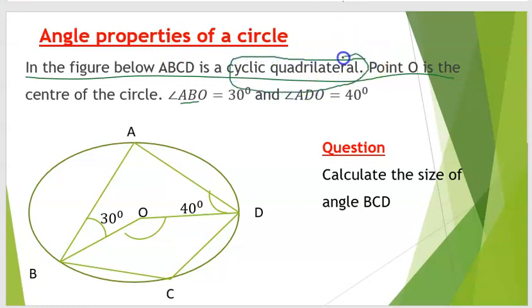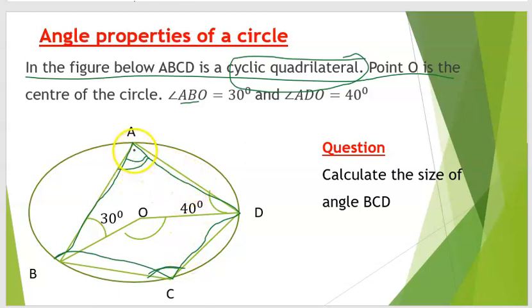A cyclic quadrilateral is a four-sided figure like this one, a four-sided figure inside a circle whose vertices lie on the circumference of the circle. For such angles, we agreed that opposite angles of a cyclic quadrilateral add up to 180. So if I was to take these two angles, this one and this one, they should add up to 180.